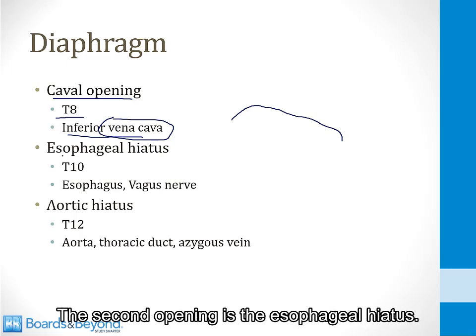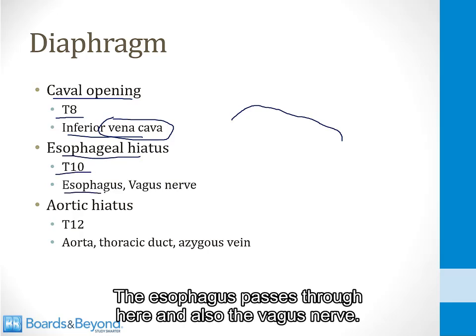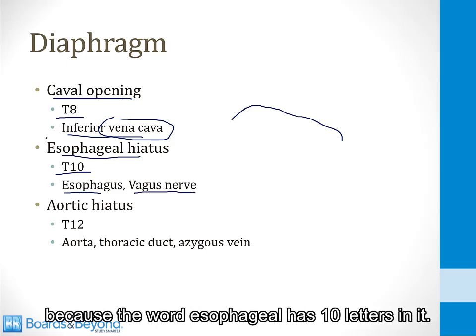The second opening is the esophageal hiatus. This is found at T10. The esophagus passes through here and also the vagus nerve. And it's easy to remember that this is found at T10 because the word esophageal has 10 letters in it.